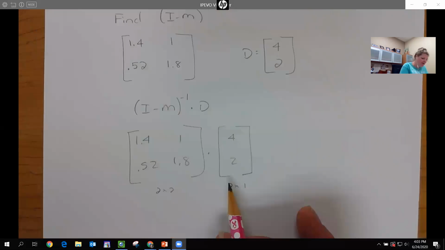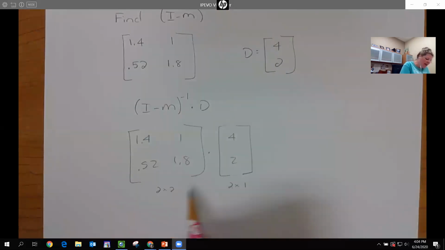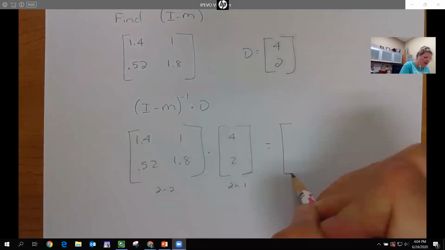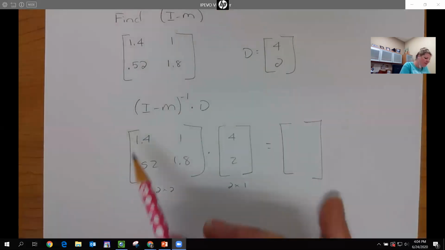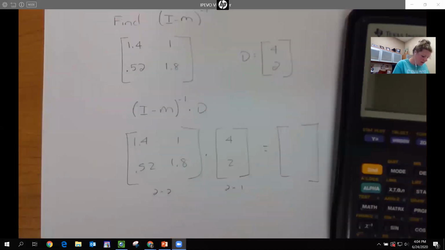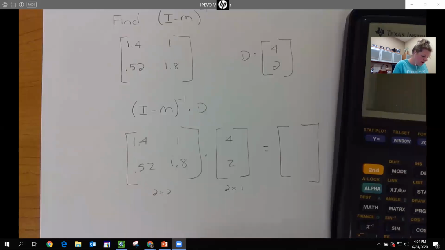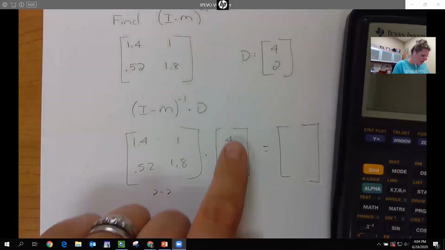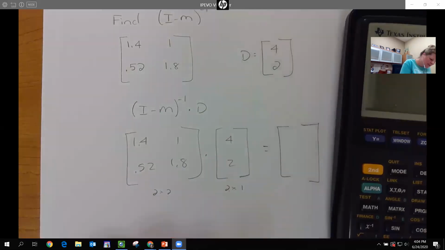Can't even see what I'm writing. So these middle ones match, right? So we can do it, and the answer will equal a 2 by 1. Okay, so then we do this one times this one, and this one times this one, and then add them together to get our first number. So I'm going to cheat, use the calculator. So 1.4 times 4 plus 1 times 2, which is 2, is going to give me 7.6.